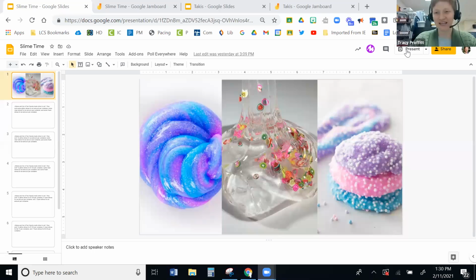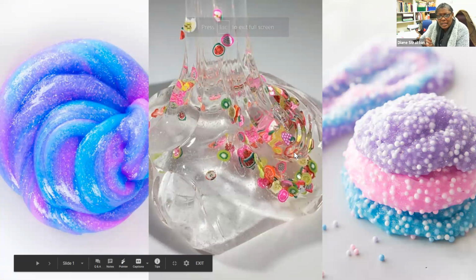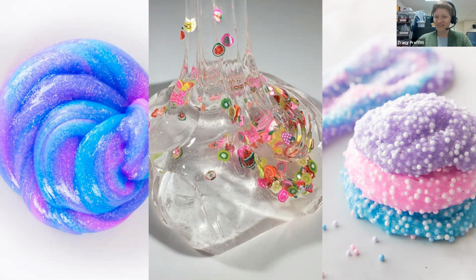Okay. And do you recognize this stuff, Miss Stratton? Is that stuff that looks like confetti candy? Kind of looks like gumdrops. Is that slime? It is. It's slime. Yeah, these are three different types of slime. Do you have a favorite one? I would probably go with the one in the middle. Yeah, I like those pieces in it. That's cool, right? That's what I like.